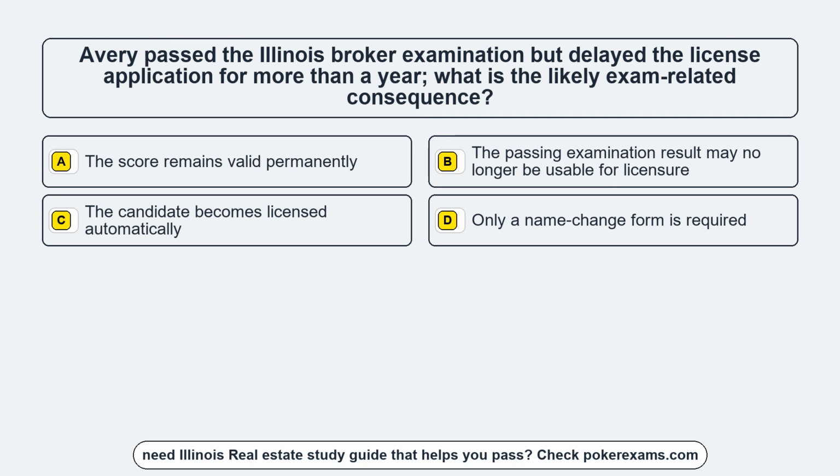Question 18. Avery passed the Illinois broker examination but delayed the license application for more than a year. What is the likely exam-related consequence? Option A. The score remains valid permanently. Option B. The passing examination result may no longer be usable for licensure. Option C. The candidate becomes licensed automatically. Option D. Only a name-change form is required.